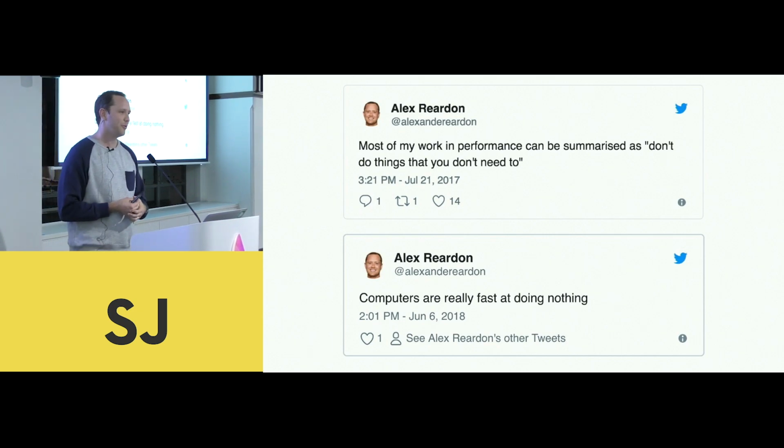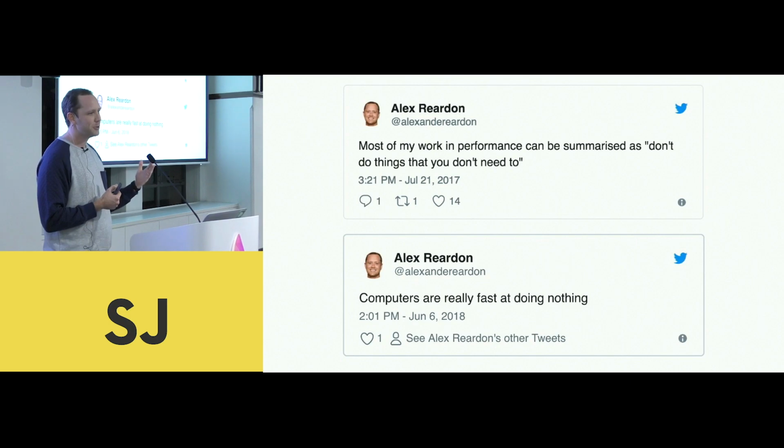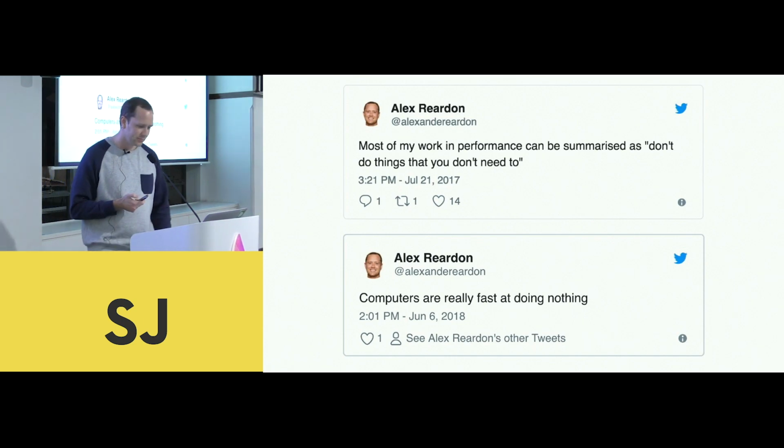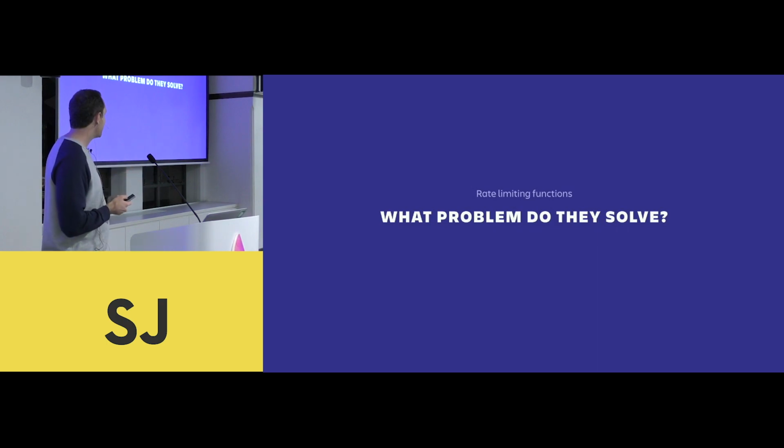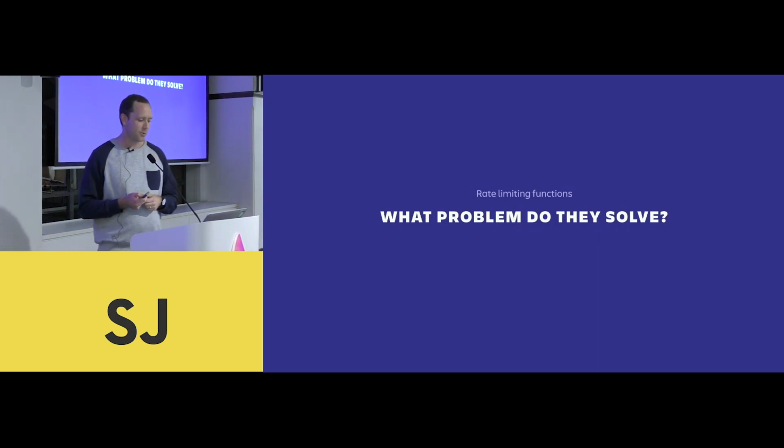Yeah, and that has held true for me in lots of different contexts. There's probably a layer beyond that, which is whatever you do, try and make it fast. But for the most part, it's just avoiding work. So, rate limiting functions. You probably can't read out back, actually. Rate limiting functions. What problem do they solve?